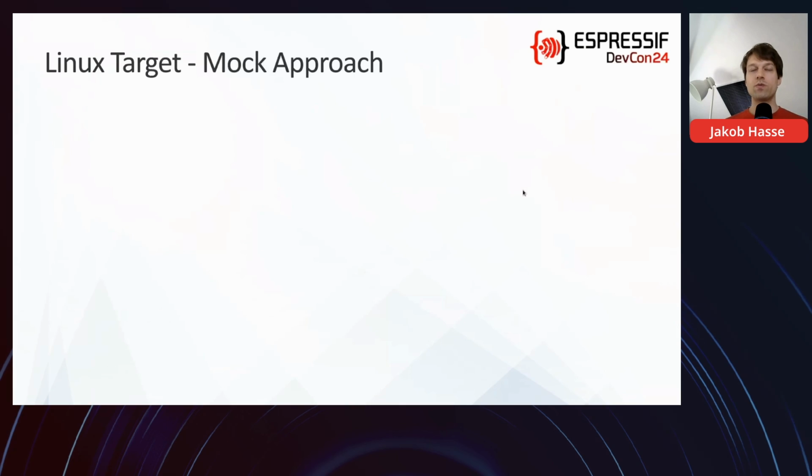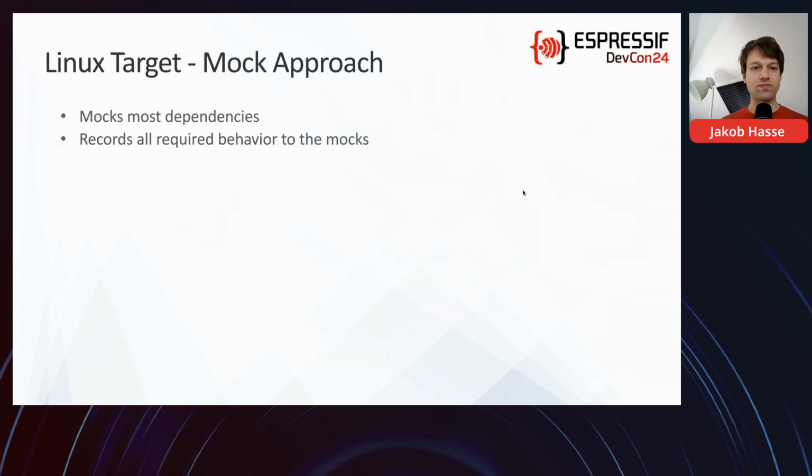When you use the mocking approach for the Linux target, so for running code on the host machine, it basically means that you mock most, if not all, the dependencies. So basically the only original code that you run is the code that you develop or test. Everything else is not the original code, but is mocked. So what you need to do is record all required behavior to the mocks so that the mocks later will know how to behave when the actual code runs, the actual code that you want to test or run or develop.